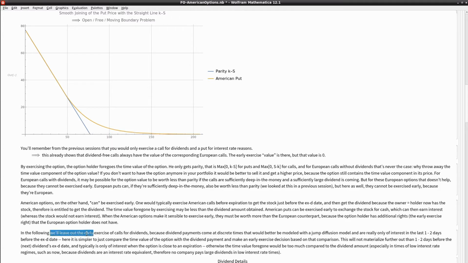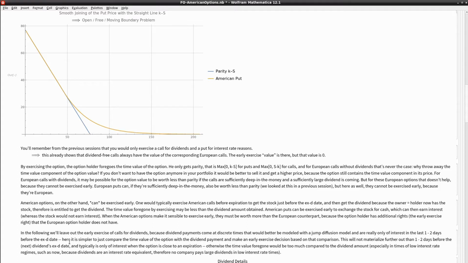We leave out the early exercise of calls for dividends because dividend payments come at discrete times. They are really, in terms of modeling their jump diffusion processes, they come at one particular second, that is on the dividend date when the market closes, 4 p.m. Eastern time. And that very second is relevant. That is a discrete point in time, and it would be better modeled with a jump diffusion model and is really only of interest in the last 1 to 2 days before the XD date. Before, the diffusion process means that it's not relevant yet.